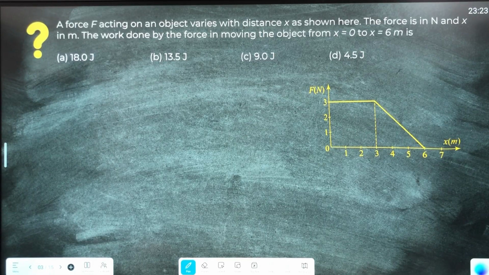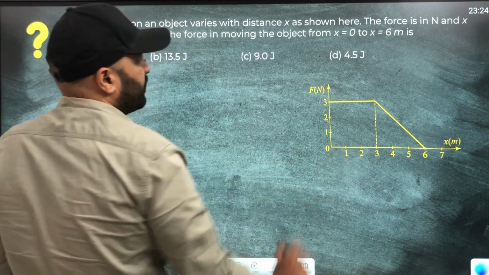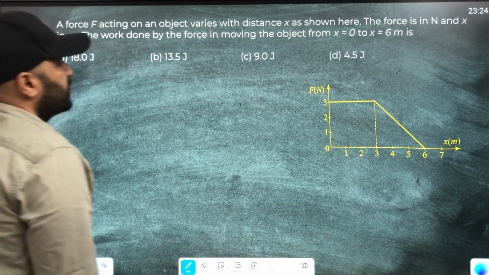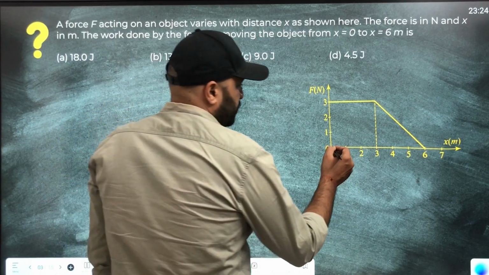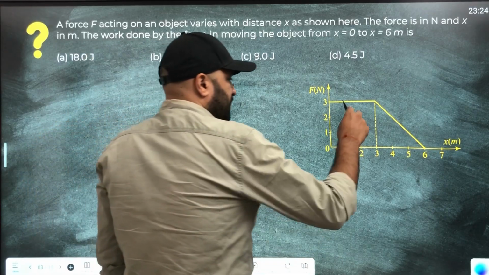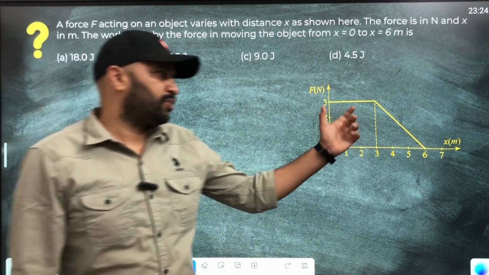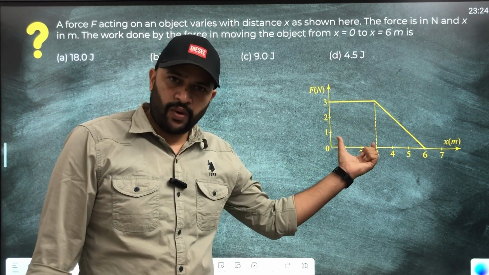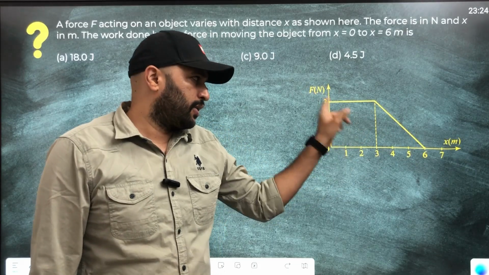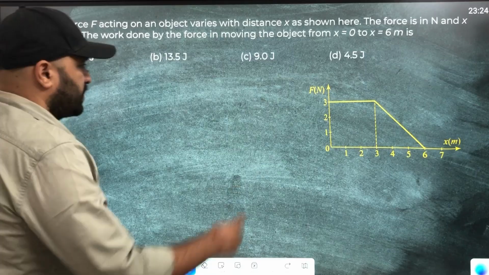Our next question says a force F acting on an object varies with the distance x as shown in the figure. The force is in Newton and x is in meters. The work done by this force in moving the object from x equal to 0 to x equal to 6. Clear? So while going from 0 to 6, this whole area will be included. So there are two ways. Either you solve it as a square or a rectangle plus a triangle. You can solve it like this, or you can directly use the area of trapezium as we have done in the previous problem. And what's the area of trapezium?